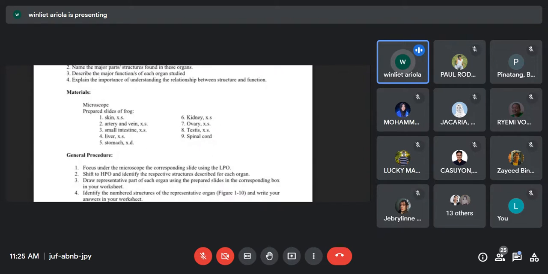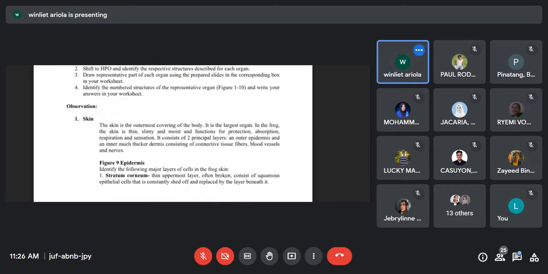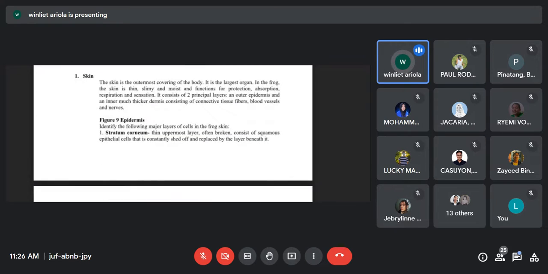So here you are able to understand and learn the different organs of the frog. Specifically the skin, artery and vein, small intestine, liver, stomach, kidney, ovary, testes, and the spinal cord. So the skin. What are the three main layers of the skin?